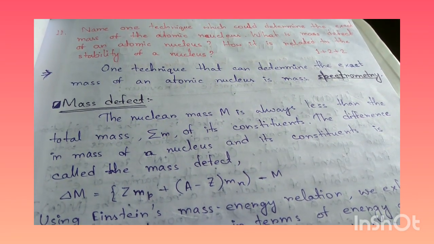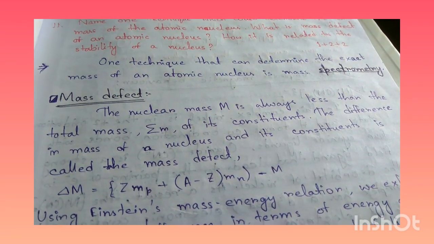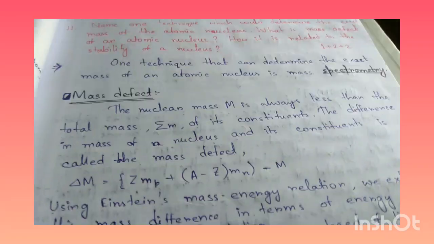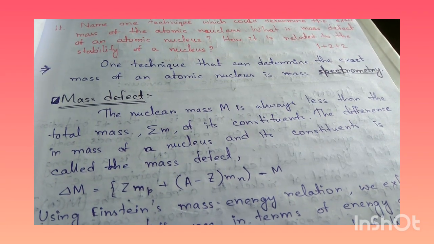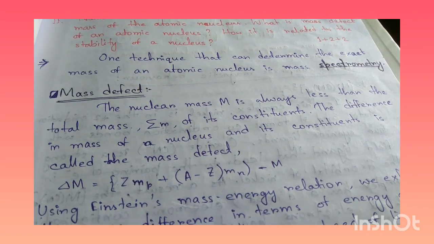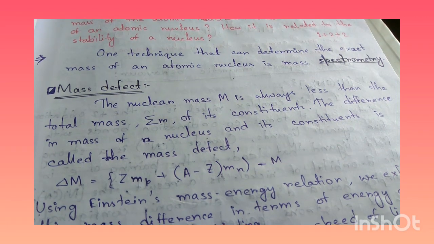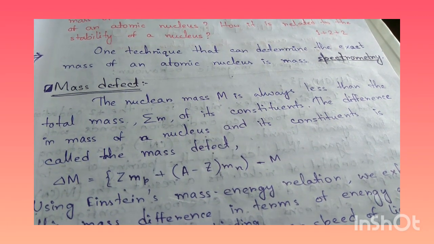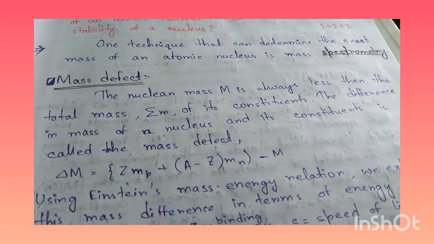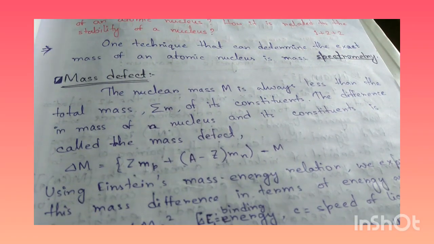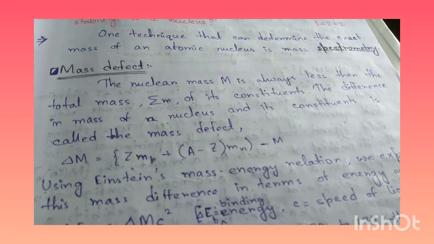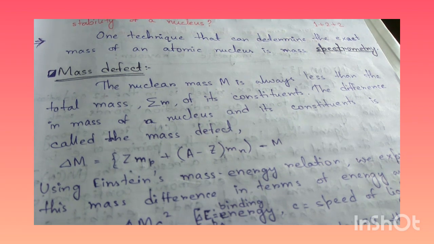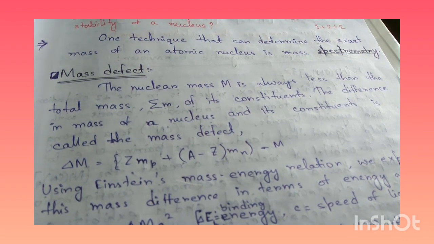What is mass defect of an atomic nucleus? Mass defect. The nuclear mass M is always less than the total mass of its constituents. The difference in mass of a nucleus and its constituents is called the mass defect. I hope you all know this formula. Delta M is equal to Zmp plus (A minus Z) Mn minus capital M.